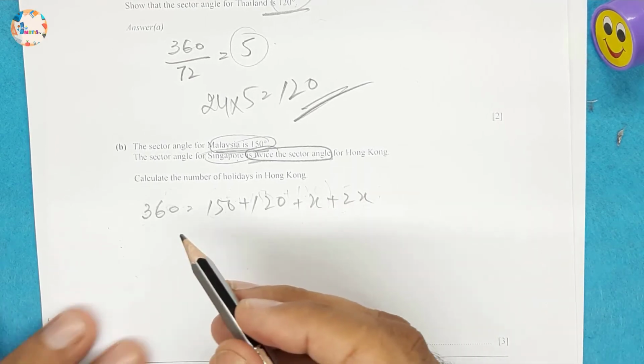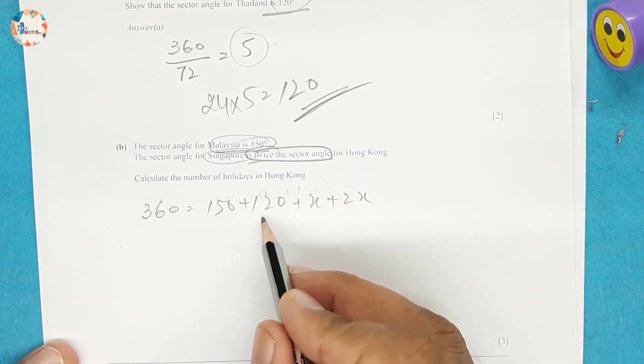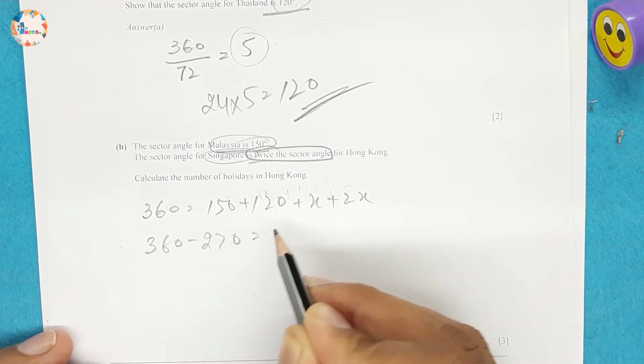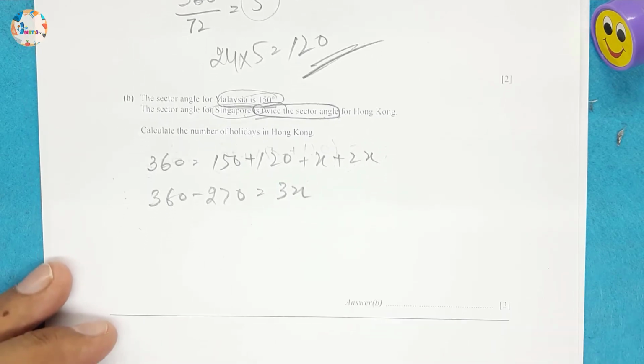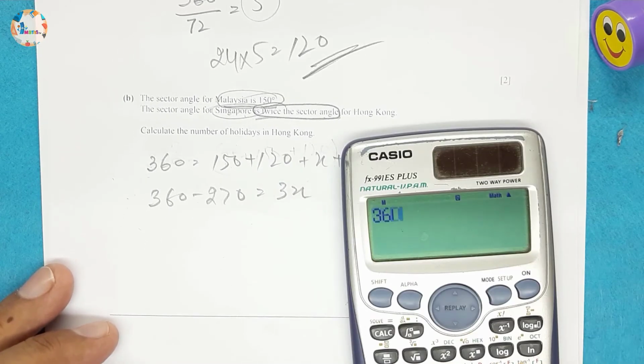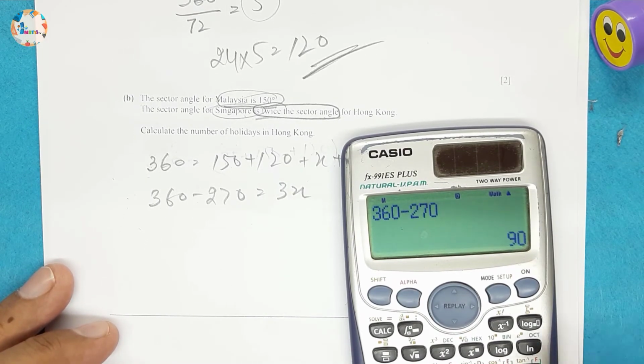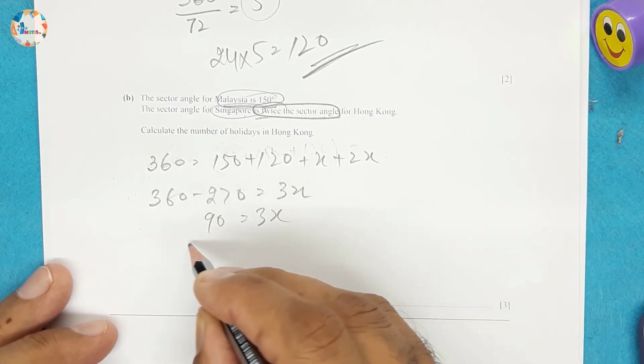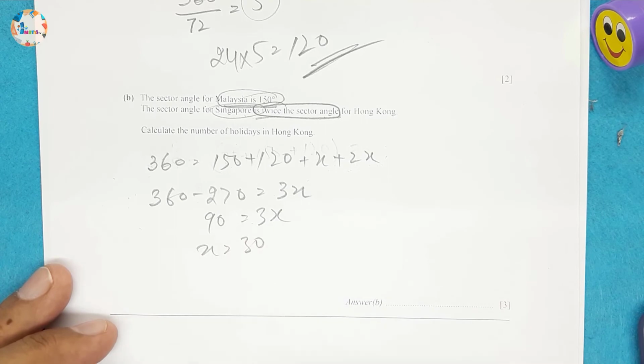Now we can simplify this. So this will be 270. So 360 minus 270 is equal to 3x, and 360 minus 270 will be equal to 90 degrees. So 90 is equal to 3x. This implies x is equal to 30 degrees.